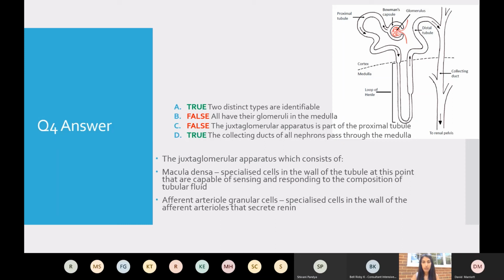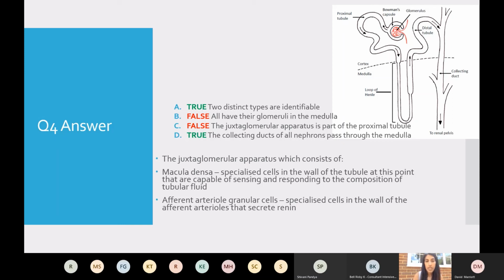B is false. Neither of them have their glomeruli in the medulla. They sit just above in the cortex, as you can see on the diagram. C is also false. I was a bit confused on this too, but the juxtaglomerular apparatus is not part of the proximal tubule. It's where the distal tubule is in the diagram, just above the cortex.